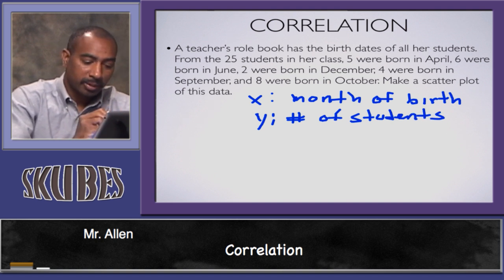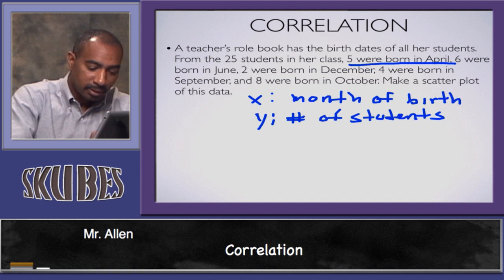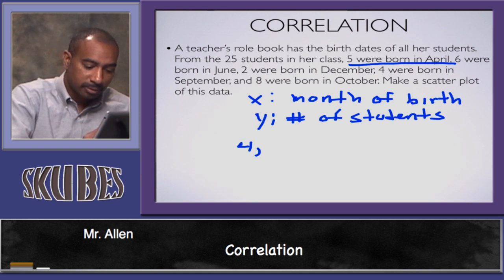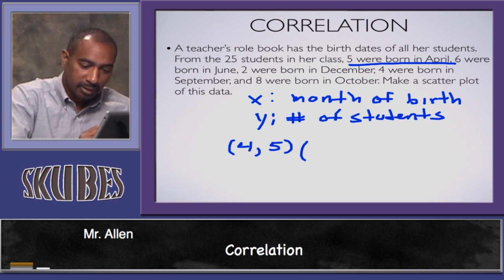All right, so if you go up here, I can write this in ordered pairs. It says 5 were born in April. So the month of April is 4. And the number of students in this case is going to be 5. And 6 were born in June. So June is 6, and the number of students is 6.